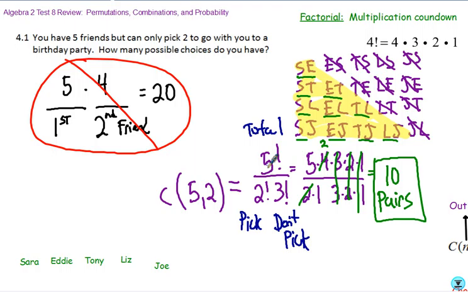Alright, so let's go ahead and stop here, try number 4 on the right, and then we'll move on to number 5.